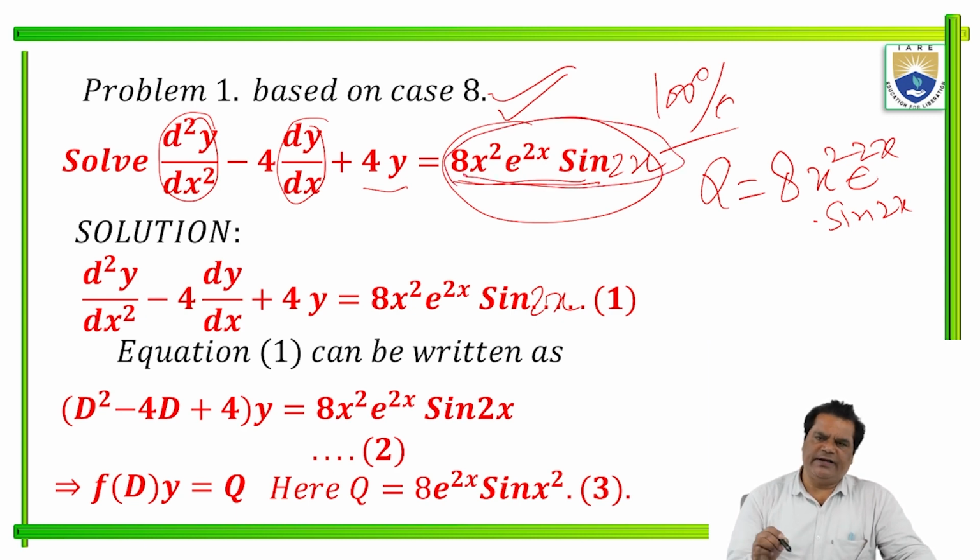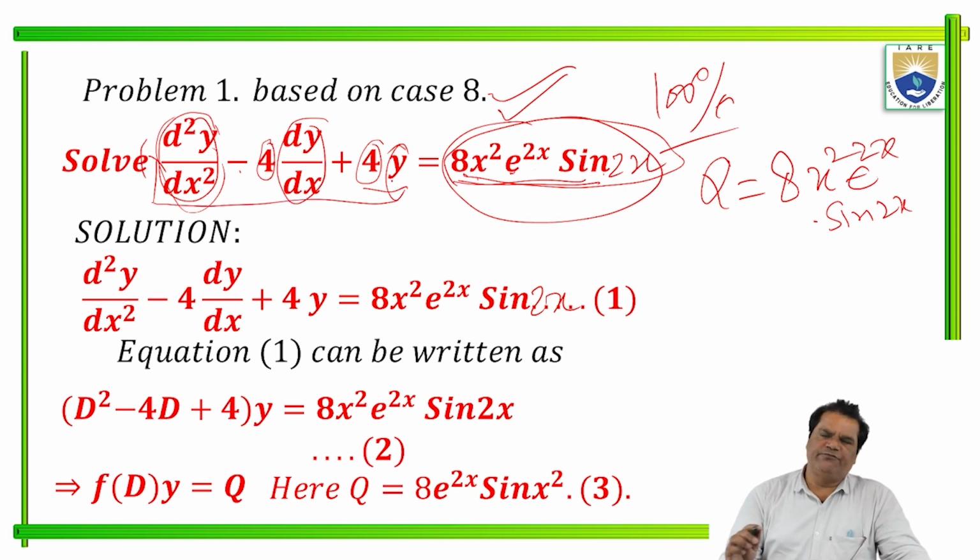The right-hand side is a function of x. This function is Q. In this Q there are three functions: one is algebraic, another is exponential, and the last is trigonometrical. So how can we find the complete solution of this problem? On the left-hand side, the second derivative is multiplied by 1, the first derivative by minus 4, and the function y by plus 4. All are constant multipliers. So this differential equation is known as a linear differential equation of second order with constant coefficient.